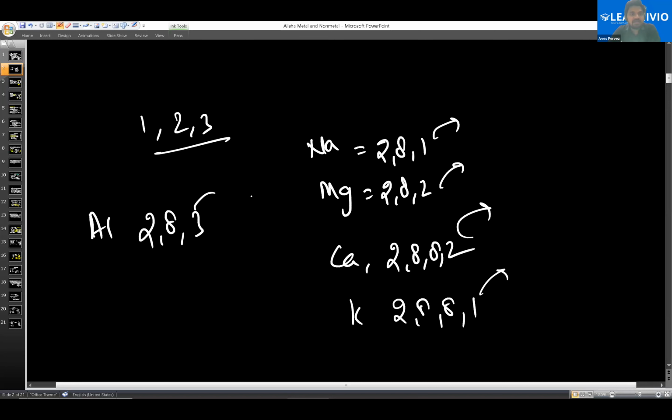So we'll simply say that the number of electrons lost or gained by an atom in order to attain a stable electronic configuration of the nearest noble gas is called its valency. Metals generally lose electrons, so they have positive valency. Losing of electrons means positive, gaining of electrons is negative. Okay, understood?